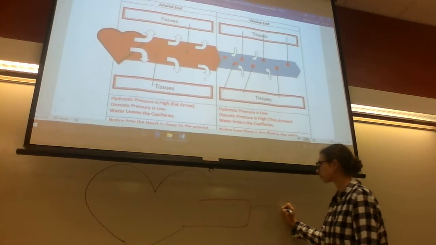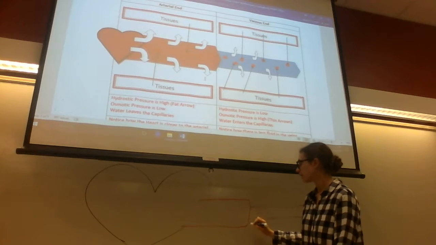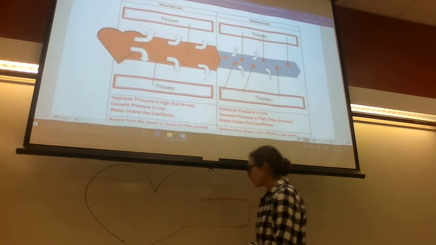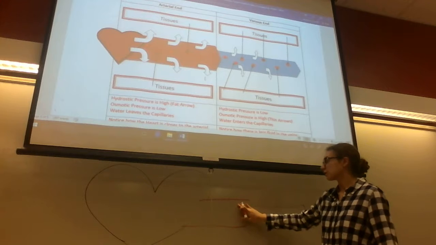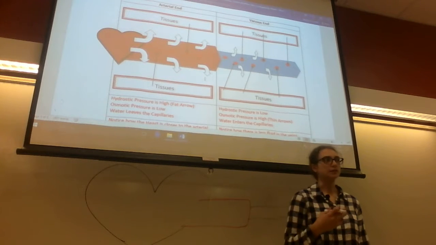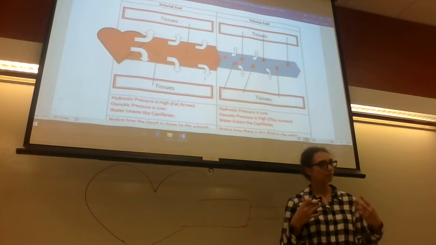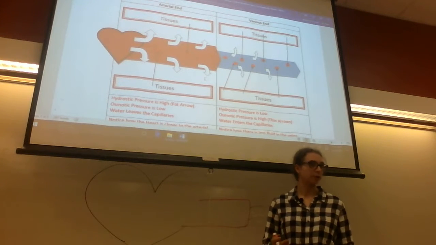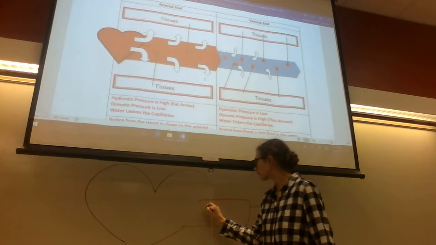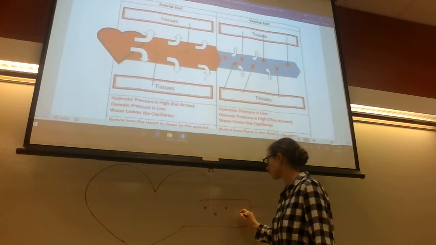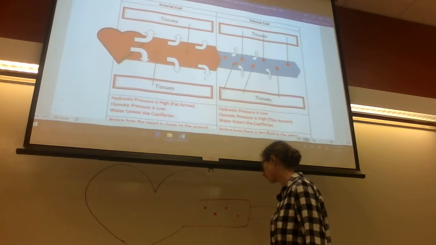And the veins are kind of blue. So you have this kind of picture. In your arteries and your veins, you have plasma proteins. These are albumin, globulin, fibrinogen, but you just need to know plasma proteins. You don't need to know these in depth. So we're going to have four in each area.